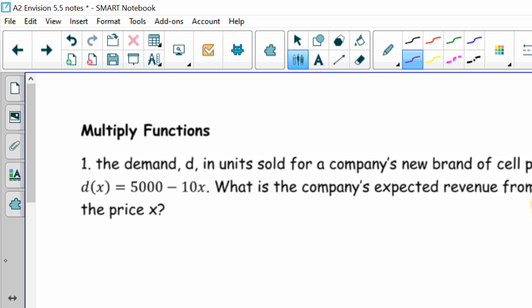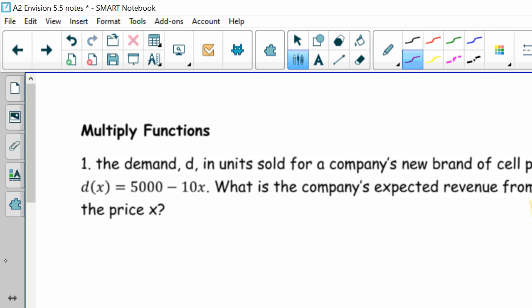All right, next page, we're going to look at multiplying functions. It tells me that the demand D in units sold for a company's new brand of cell phone at price X in dollars is D of X equals 5,000 minus 10X. What is the company's expected revenue from cell phone sales in terms of the price X?